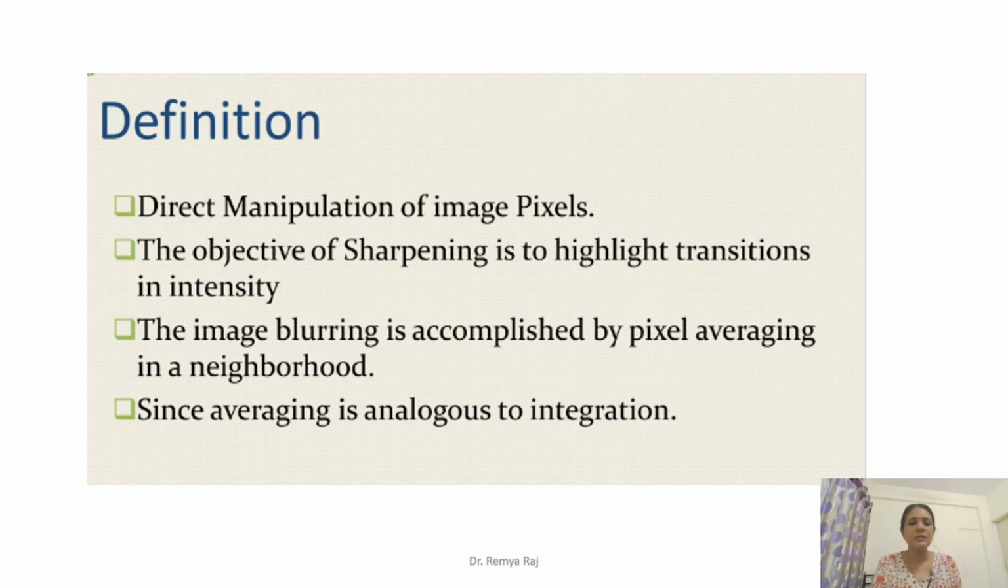So image blurring is accomplished by pixel averaging in a neighborhood, since averaging is analogous to integration. Like in the last lecture we studied, image blurring can be accomplished by the pixel average.